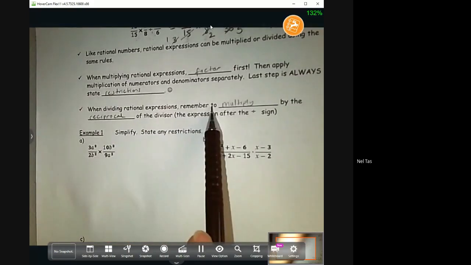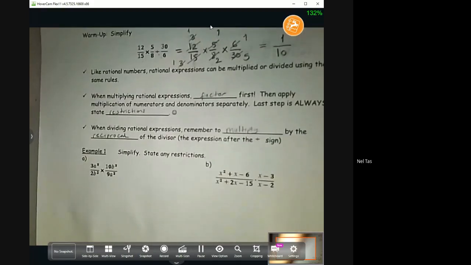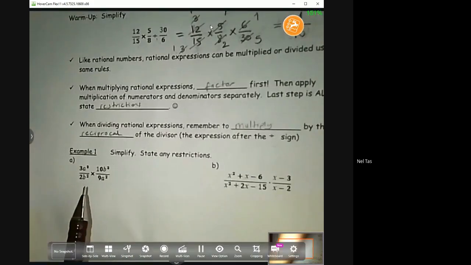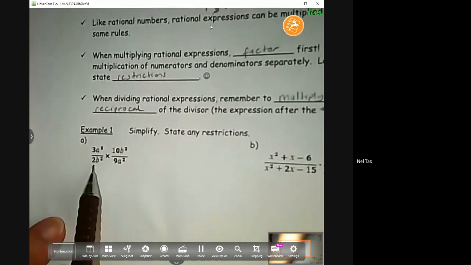When dividing rational expressions, remember to multiply by the reciprocal of the divisor. So again, this is converting division into multiplication, right? That's what we do. So let's look at the examples. The first one is multiplication. Okay, so we're going to start simplifying this. First, let's state the restrictions. Look at the denominators.